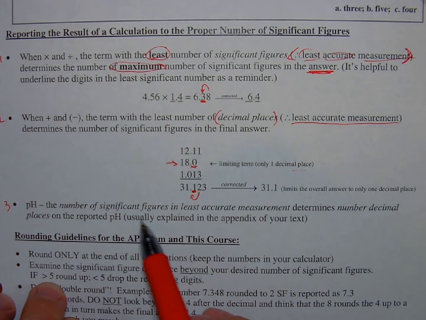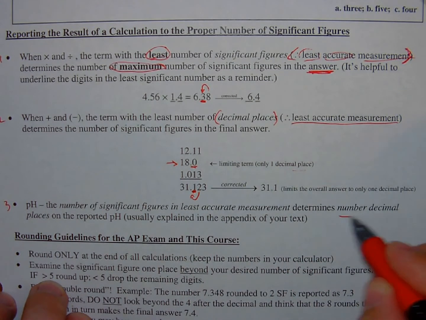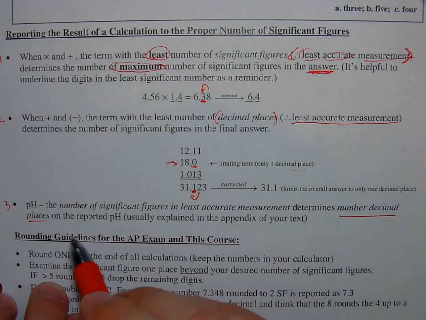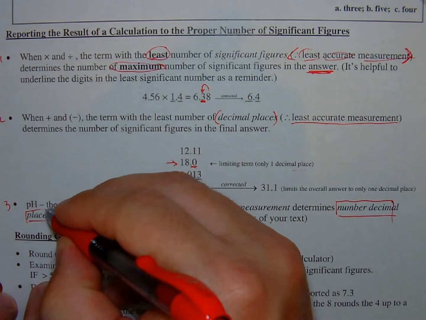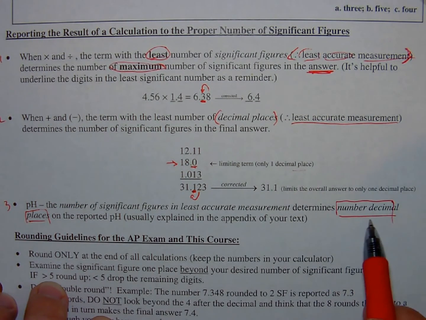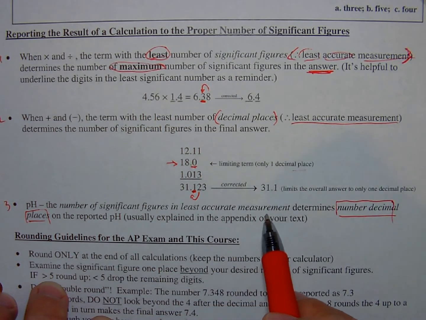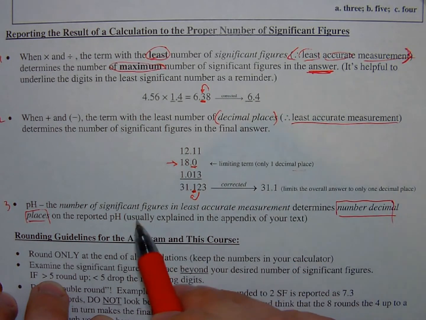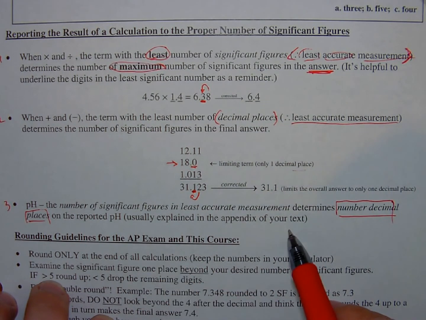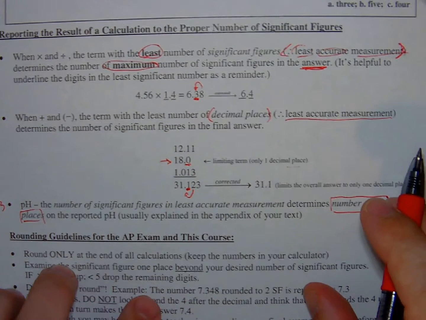The number of significant figures in the least accurate measurement determines the number of decimal places on the reported pH. Number of decimal places, not the number of significant figures, not the number of digits, the number of decimal places. So the number of significant figures in the least accurate measurement determines the number of decimal places on the reported pH. Right now, in most chemistry textbooks, there's a big old hoop-de-doo in your appendix that'll actually tell you why that's the case. Here's what it looks like.